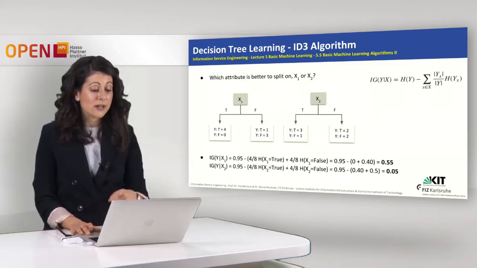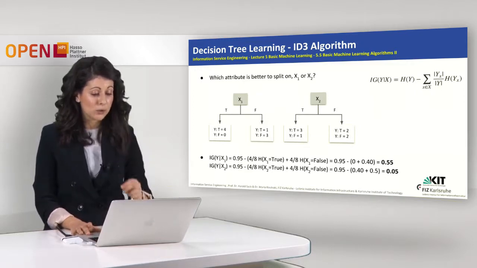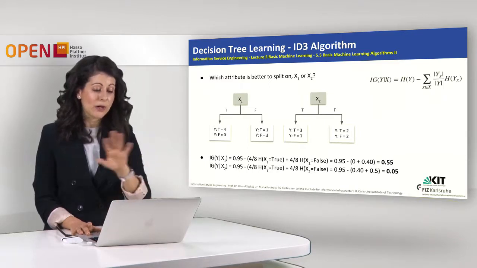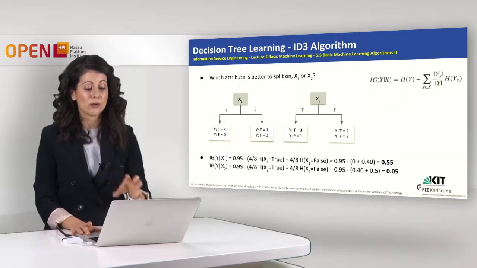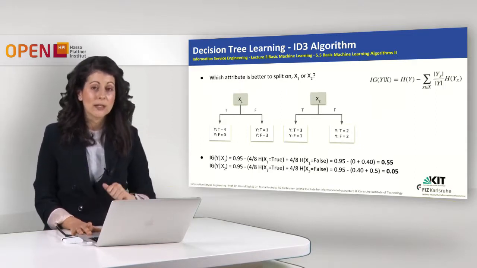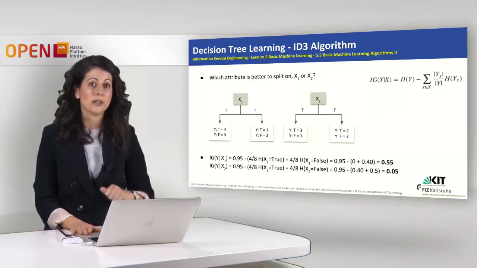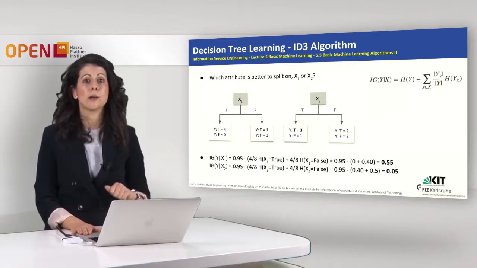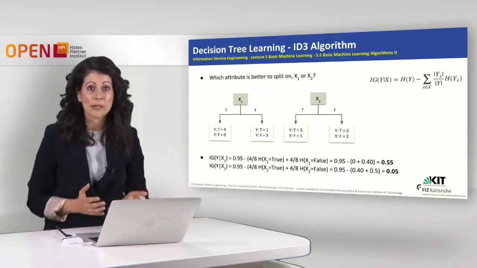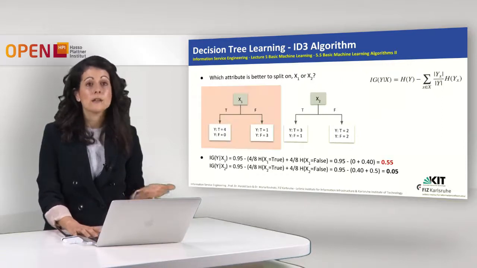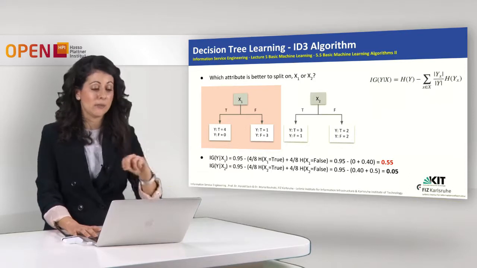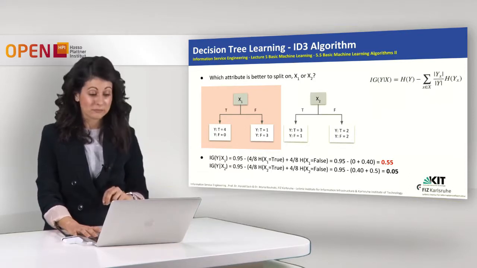And we do the same procedure for the x sub 2. So again, we need the entropy of y, we have it, and then we check first for the branch of the true and then for the branch of false, and finally we end up with 0.05 as information gain if we split based on x sub 2. So which is the best split here? Which attribute should we pick? Well, the answer is x1, of course, because this is the one which gives us more information gain if we split based on it.